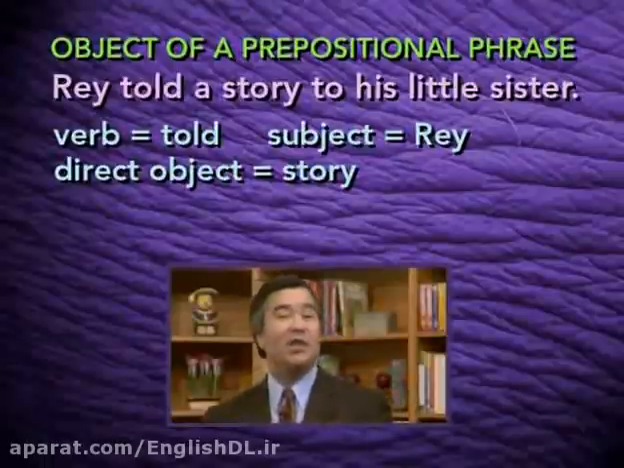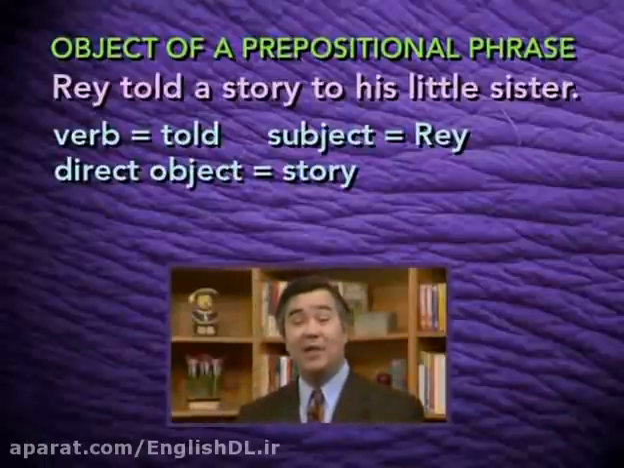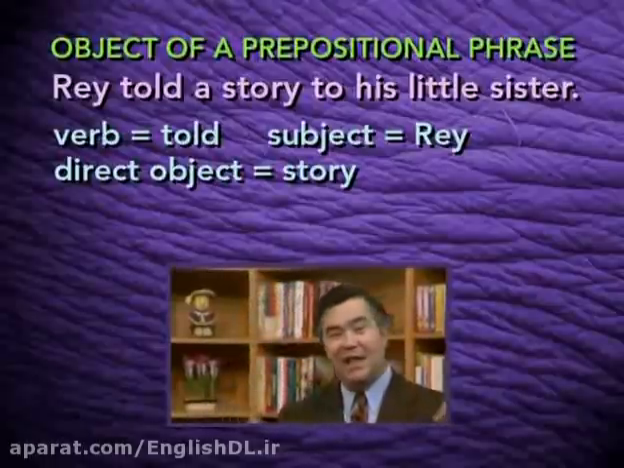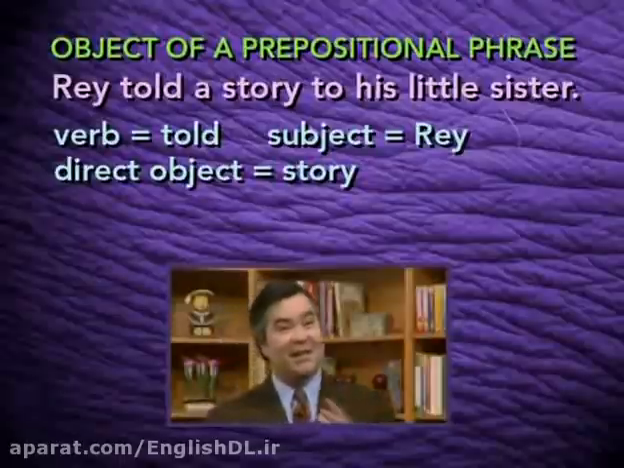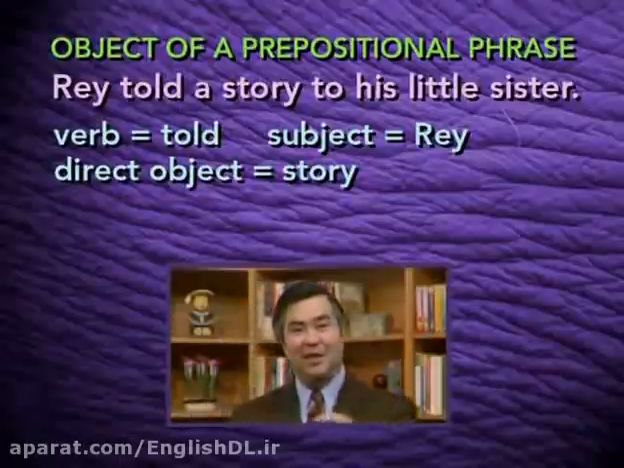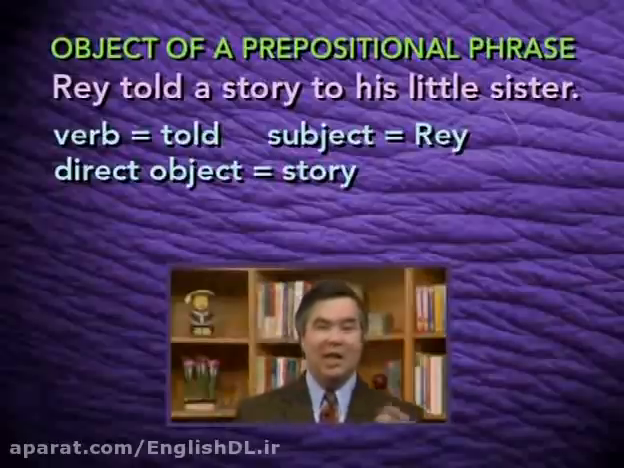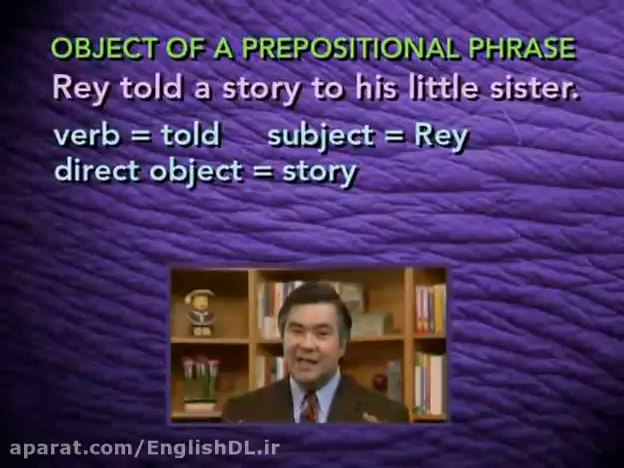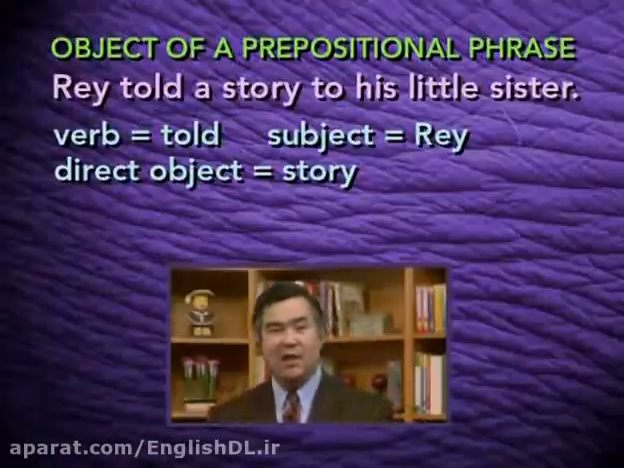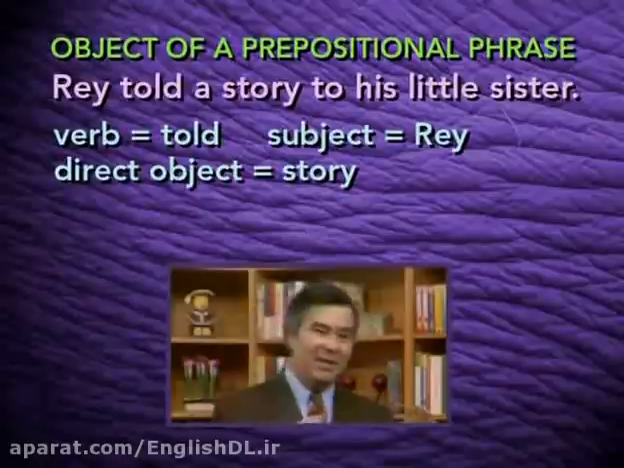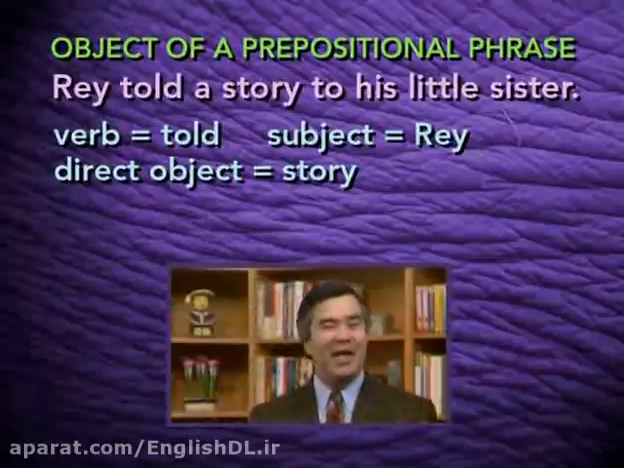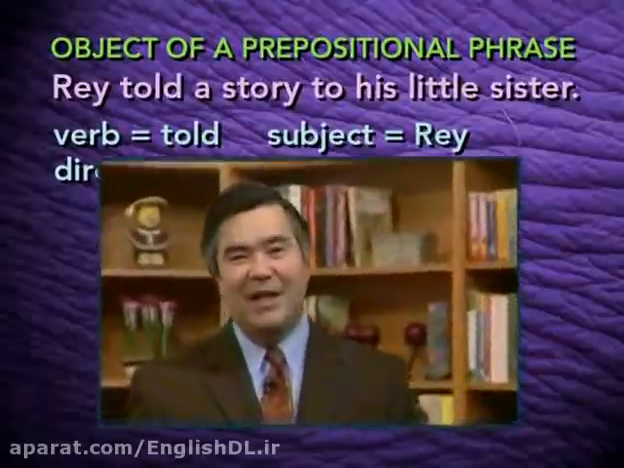But in this case, little sister is not appearing as an indirect object. Notice that it's not placed between the verb and the direct object. Instead, it has been made part of a prepositional phrase and stuck on at the end of the sentence. To his little sister. The preposition to introduces the prepositional phrase. So even though the meaning is the same, in this case, the grammatical structure is different. The indirect object has been taken out of its proper place between the verb and the direct object and has been tacked on at the end with a prepositional phrase.